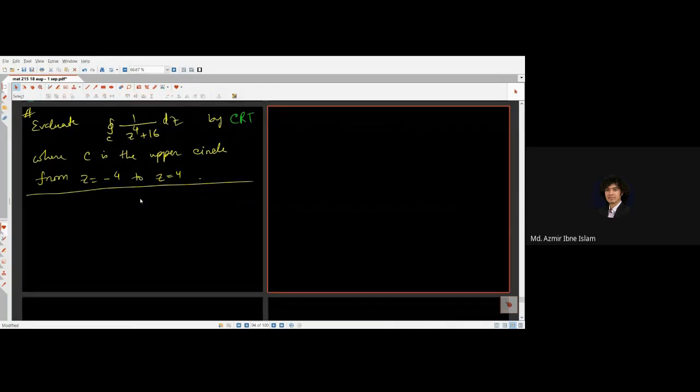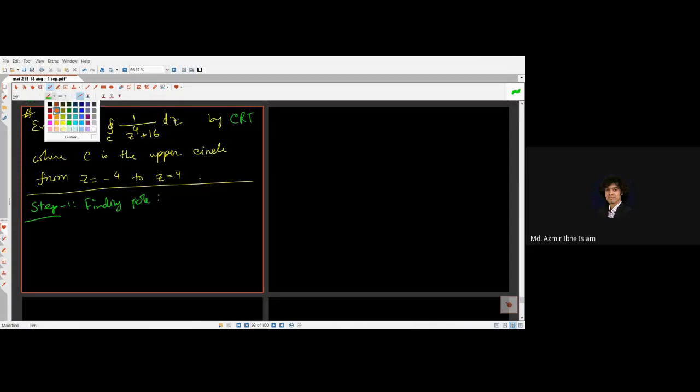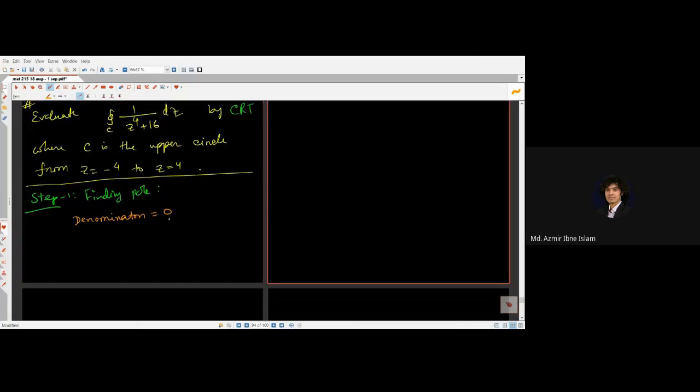Now, what will be step 1? Finding poles. So let's find the poles. For finding poles, we have the formula, that is, denominator equal to 0. So in the denominator portion, you can see that we have z to the power 4 plus 16. But before that, I would like to write the function f(z).